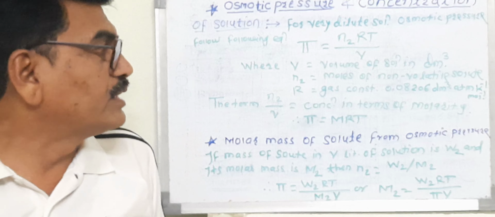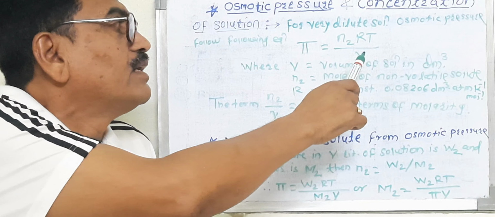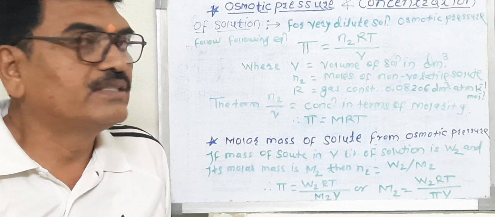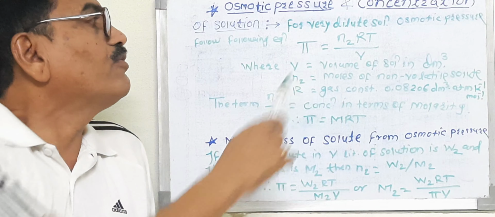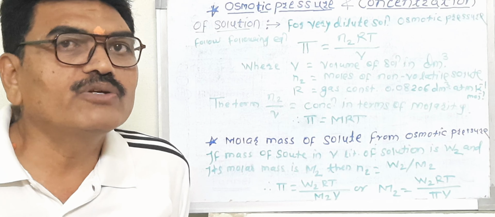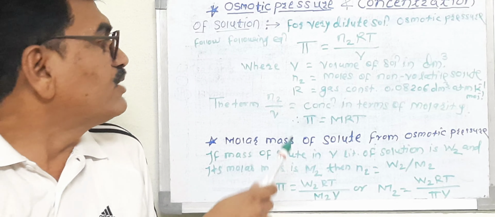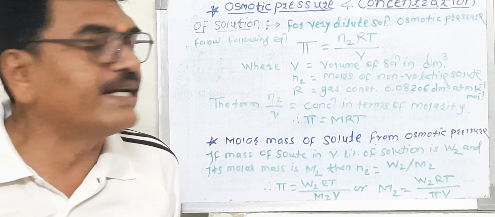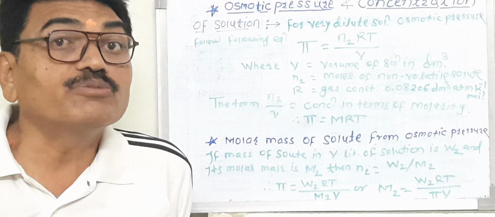A very simple relationship, how pi is related to the concentration, that is N2 RT upon V. We know here N2 upon V. What is this N2 upon V? That is the concentration, number of moles per unit volume, number of moles per liter. So N2 upon V is equal to concentration in terms of molarity.